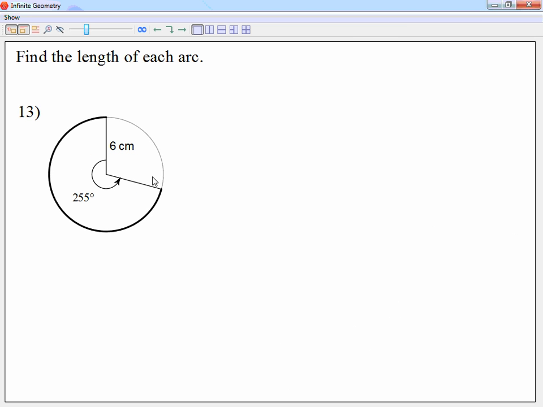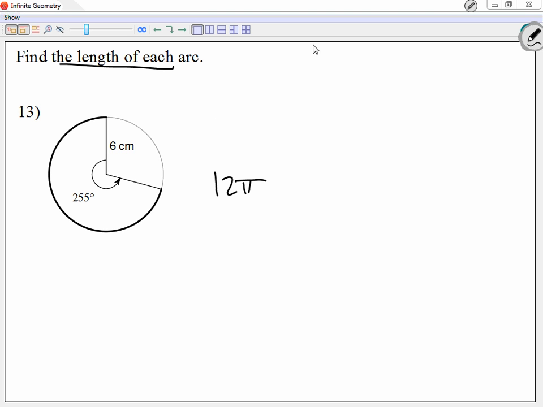Now looking at question number 13, I'm looking for the length of each arc. The questions look similar, the figures look similar, but now I'm asking for the length. Since the radius is 6, the length around the whole circle is 12 pi, because I go diameter times pi. The radius is 6, so the diameter is 12.